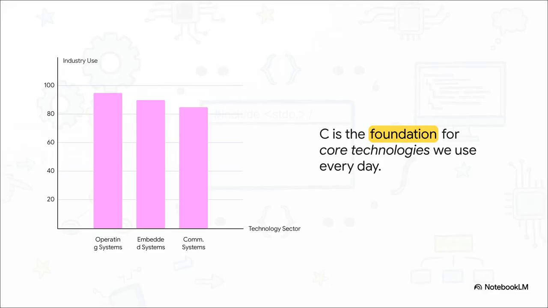So where do you actually find C out in the wild? Well, it's not really for building flashy websites. It's for the invisible foundation that almost everything else runs on. The operating system that you're using right now, almost certainly built with C. The firmware inside your car, your microwave, your Wi-Fi router, that's all C. The deep, fundamental systems that keep the internet running, that's C too. It is the language that builds the world.